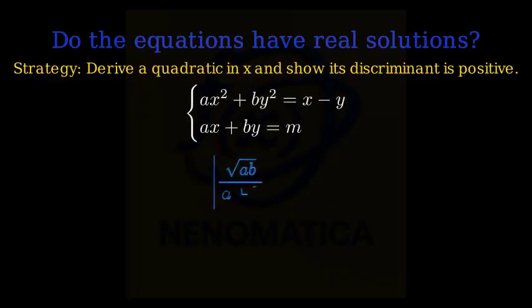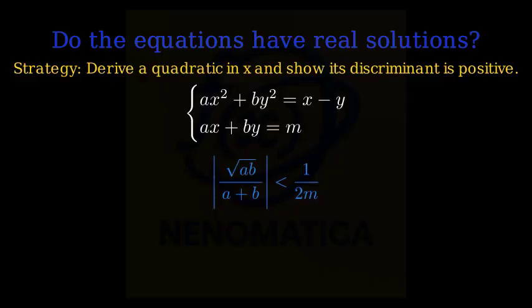We are given the system ax squared plus by squared equals x minus y, and ax plus by equals m. There is also a condition. The absolute value of square root of ab divided by a plus b is less than 1 over 2m. We will use this inequality to prove the system has real solutions.